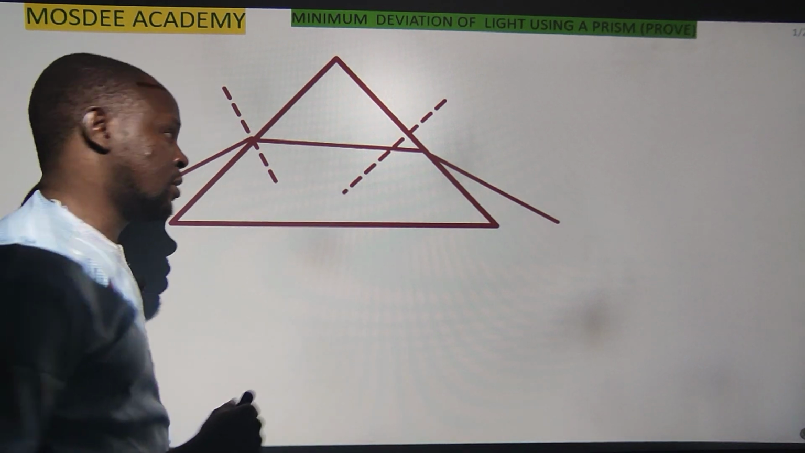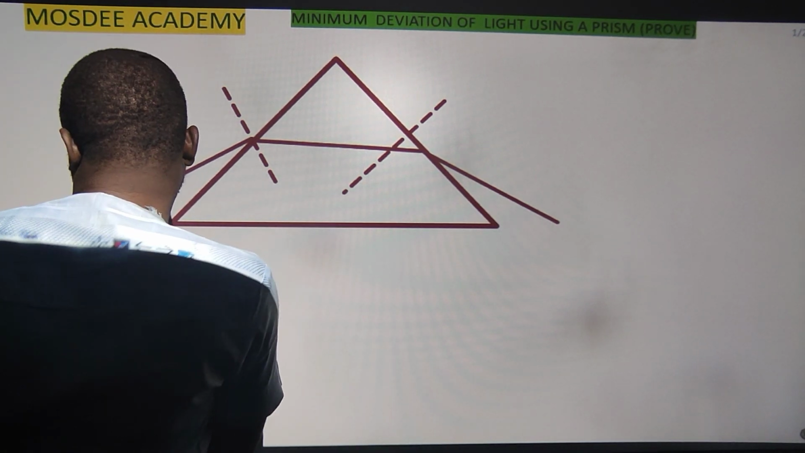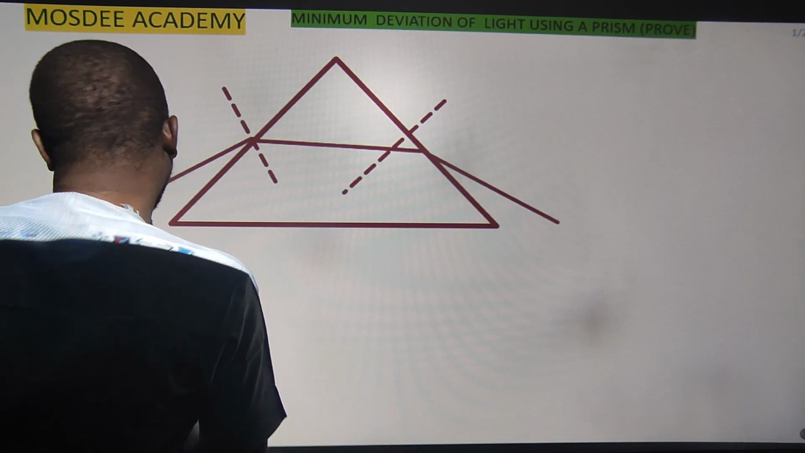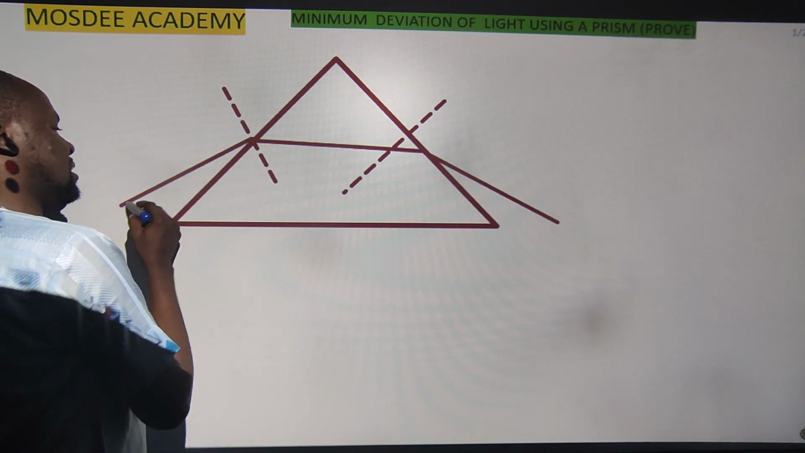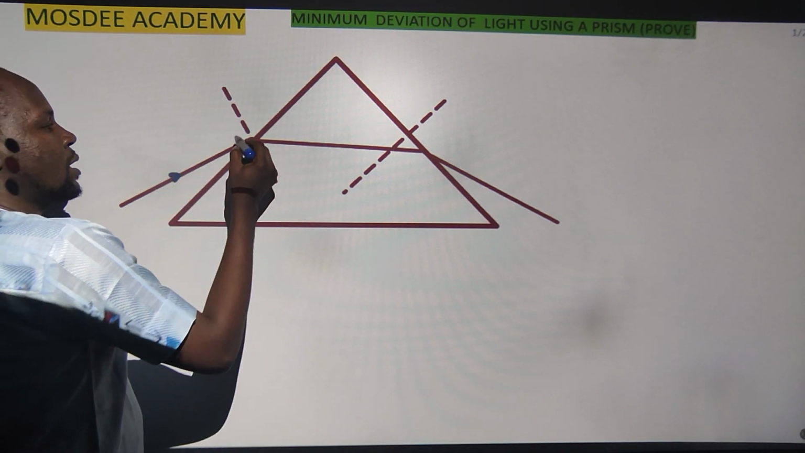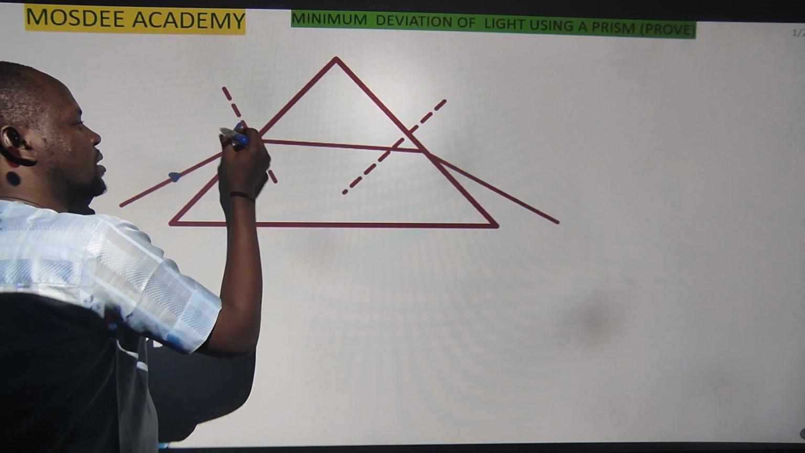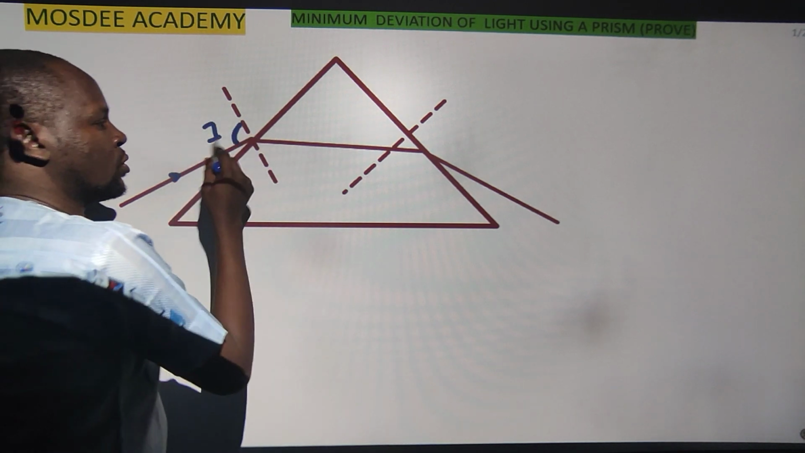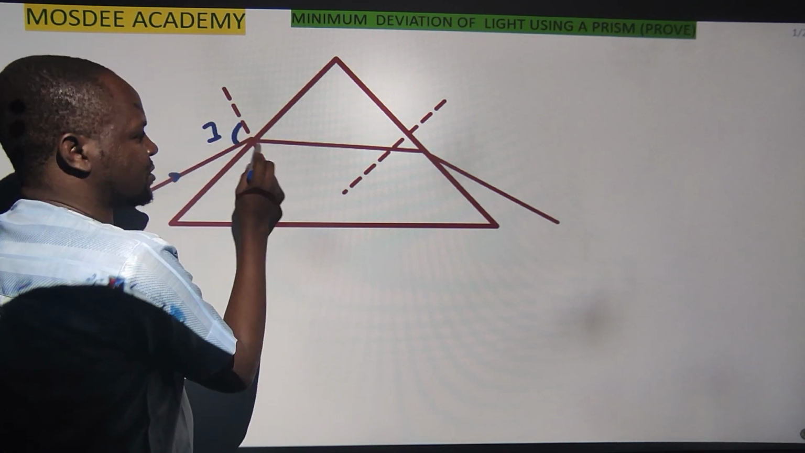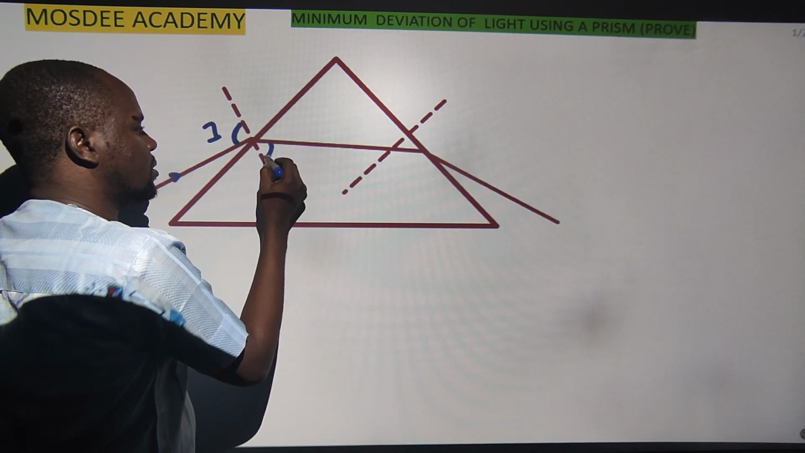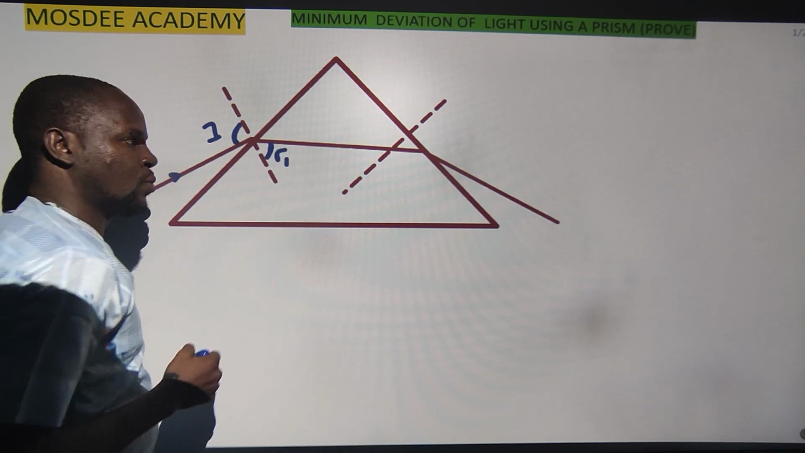I hope students understand what I'm trying to do. So here we can now put our incident normal ray for understanding. The angle between the incident ray and the normal ray is called the angle of incidence. Inside here, it got refracted. I'll call it R1.